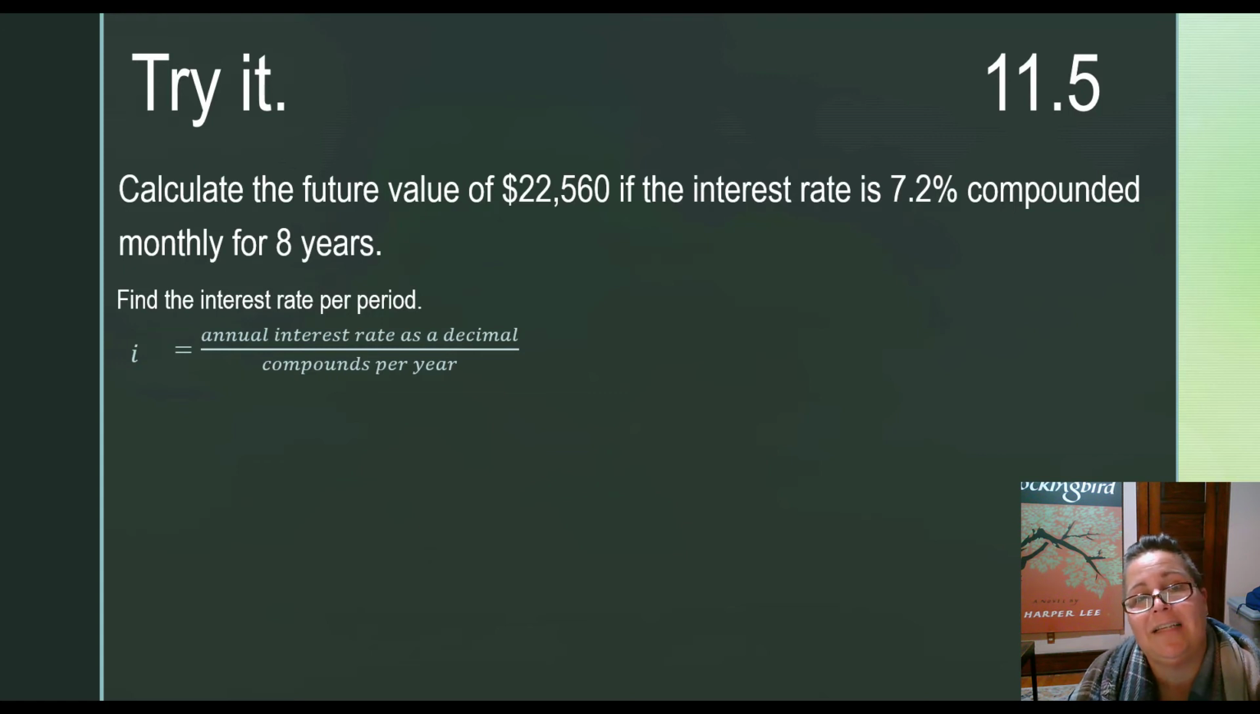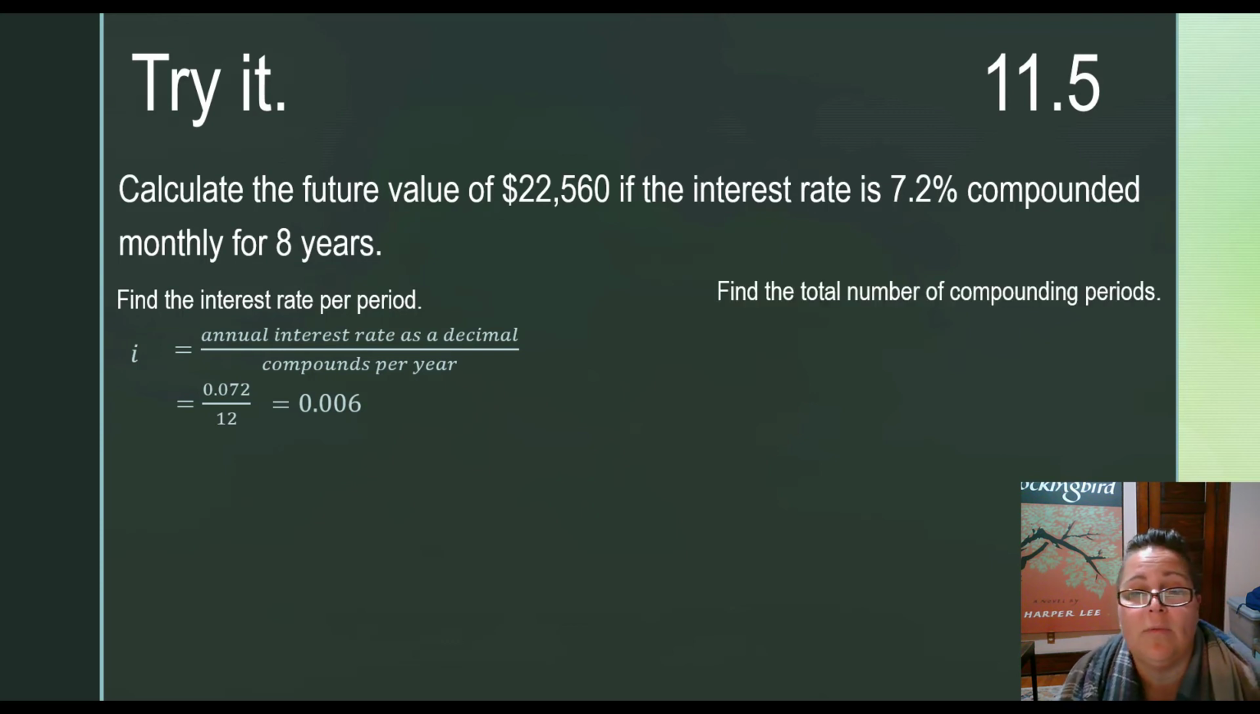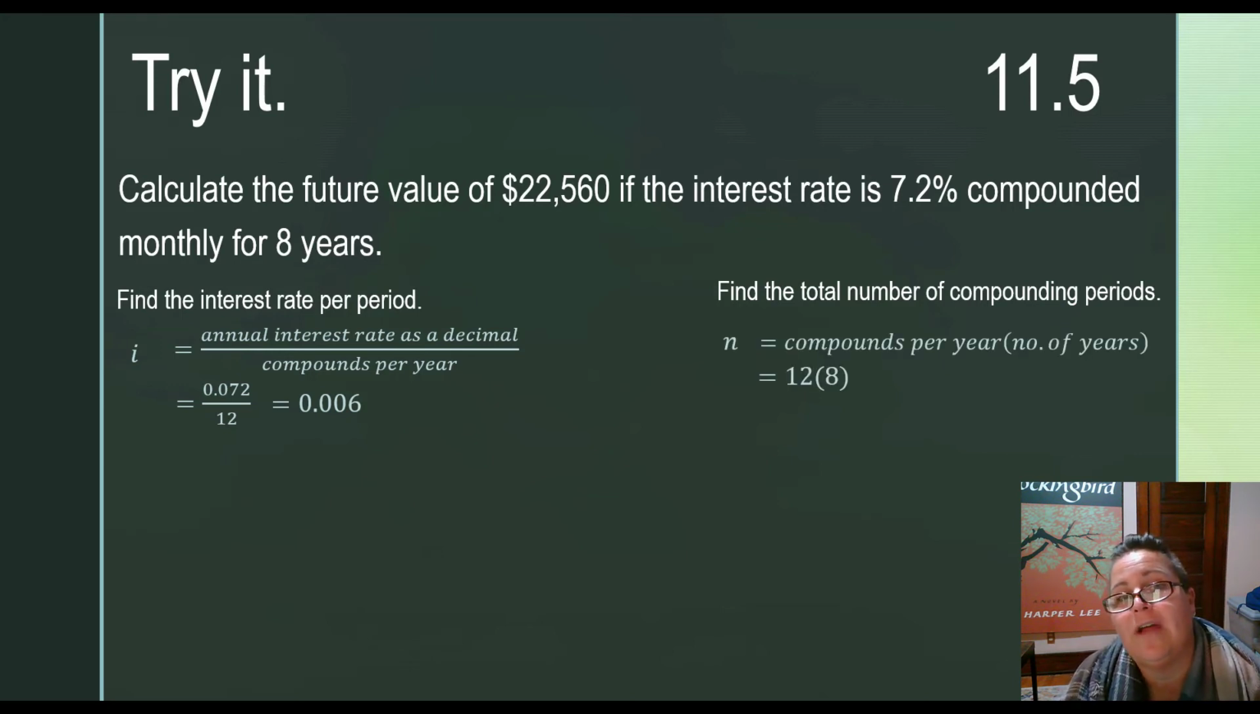7.2% as a decimal would be 2 places to the left, or 0.072. Since it's compounded monthly, I'm going to divide that by 12, and that's going to give me 0.006. So my I value, or interest rate per period, is 0.006. My total number of compounds would be 12 times a year for 8 years, or 96.